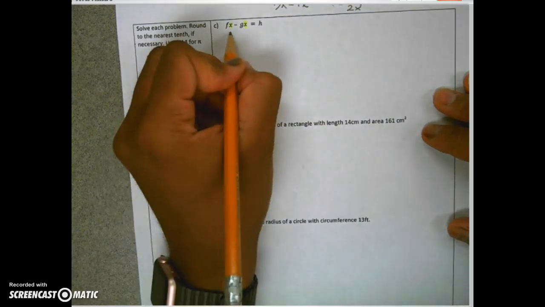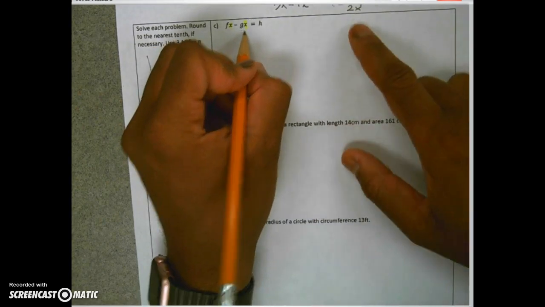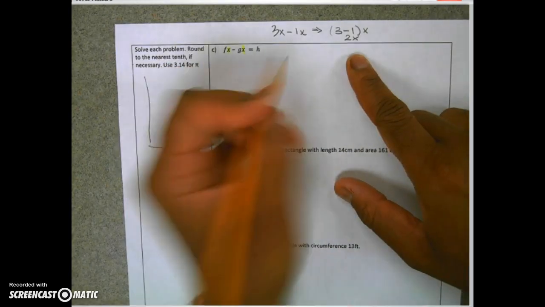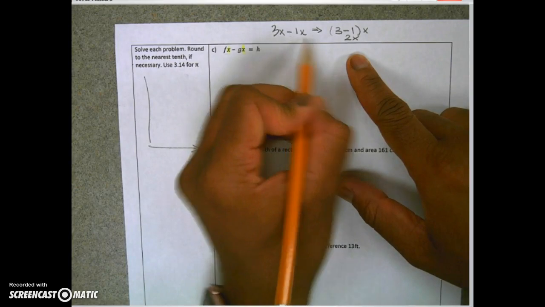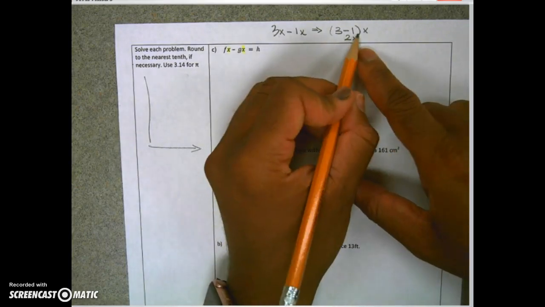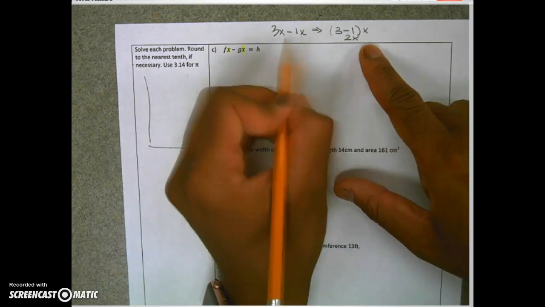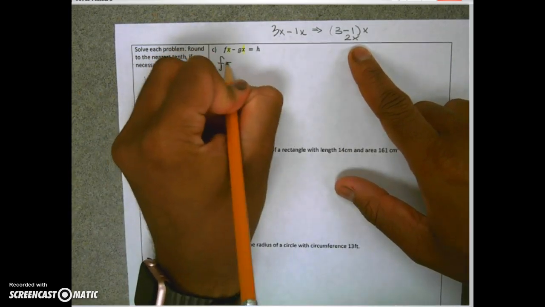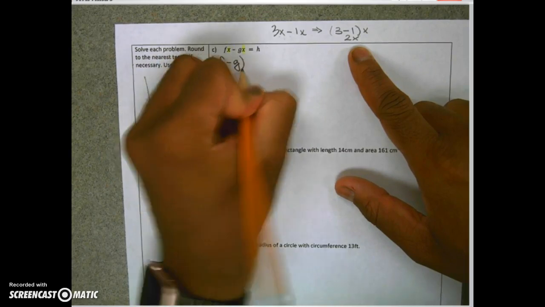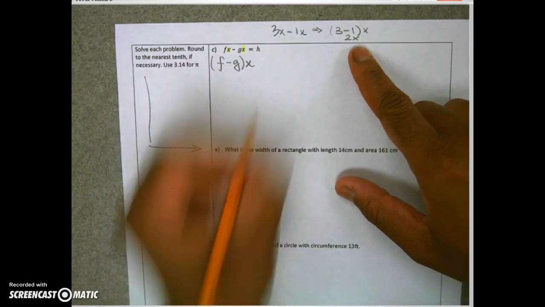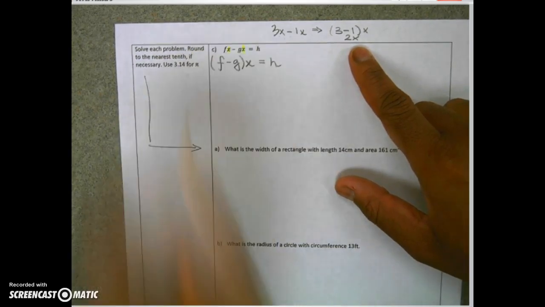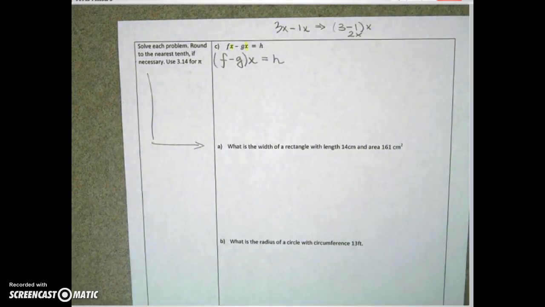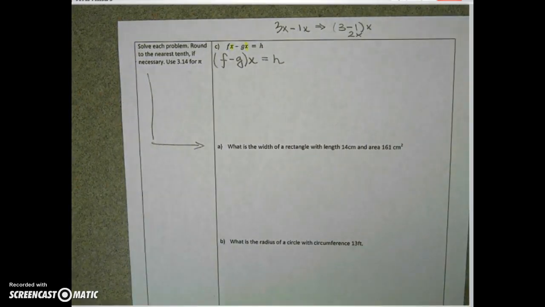For us, what are we doing here? Same thing. When I was saying the 3x minus the 1x, we're doing 3 minus 1 in parentheses, and then we're timesing the x. That's how we get the 2x. So for us, we would subtract f minus g, that quantity, and we would keep the variable x. That all is equal to h. I have a quantity. That's fine. It's not going to stress me out.